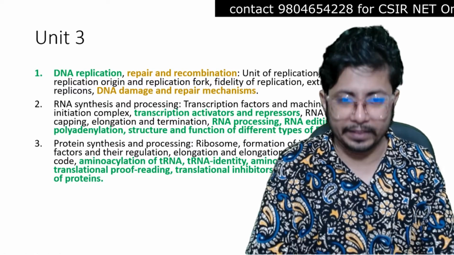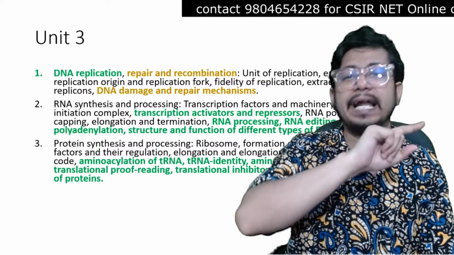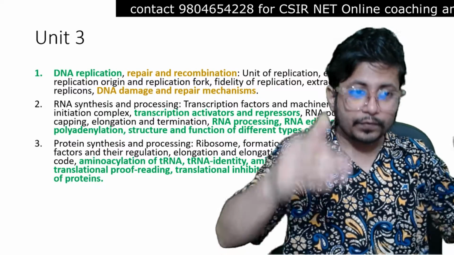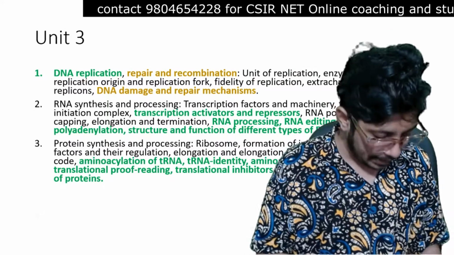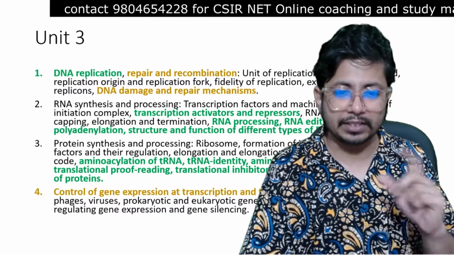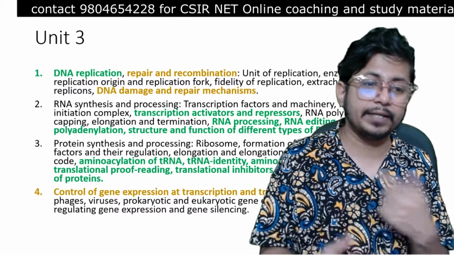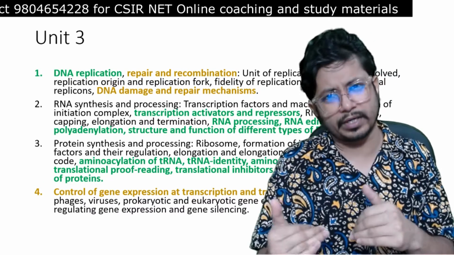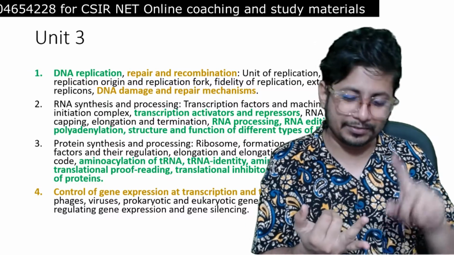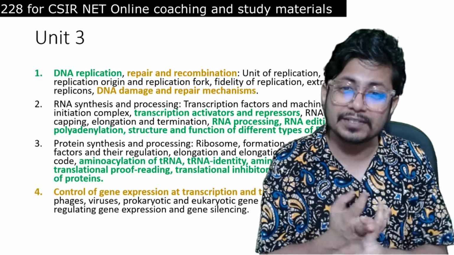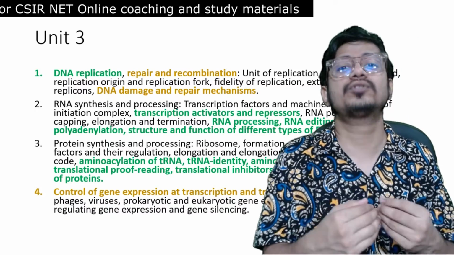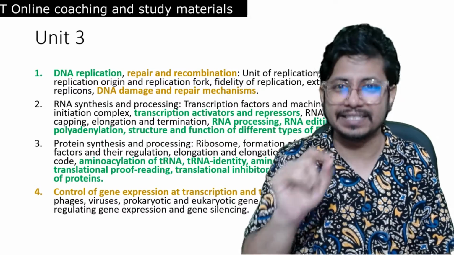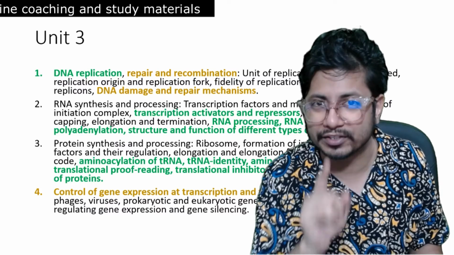Post-translational proofreading is very important. Translational inhibitors, particularly the antibiotics that we use, are very, very important. Post-translational modifications of protein are very, very important from this unit 3, from this topic. Then we have control of gene expression at transcription and translational level in prokaryotes. Prokaryotic gene regulation is moderately important here. Eukaryotic gene regulation is also moderately important. So remember DNA replication, transcription in eukaryotes, translation, post-translational modifications, and post-transcriptional modifications among the top topics from the CSIR NET Life Science Unit 3 molecular biology syllabus.